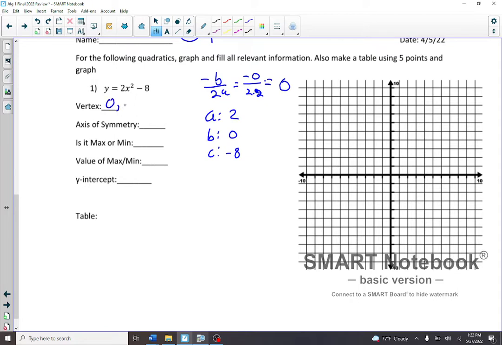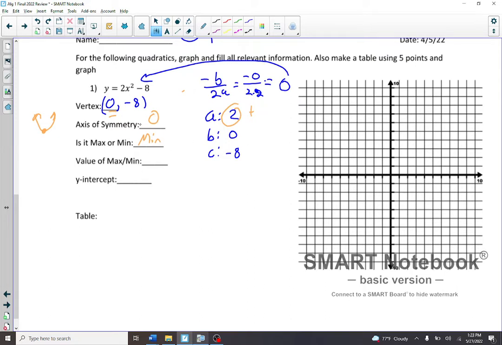So your vertex is 0, comma, then you take the 0 and plug it into the equation. So it's going to be 0, comma, if I plug in 0 here, negative 8. So 0, comma, negative 8. The axis of symmetry is always going to be the x value of your vertex. So if the x value of the vertex is 0, the axis of symmetry is also 0. Is it a max or min? Because the a value is positive, it looks like this, which means you have a minimum value. So that would be min.